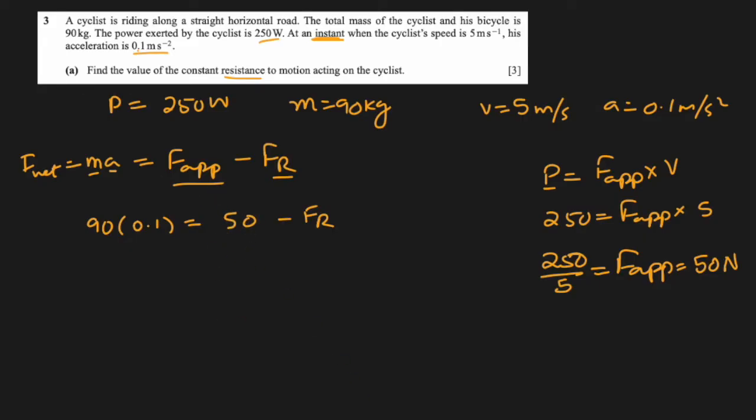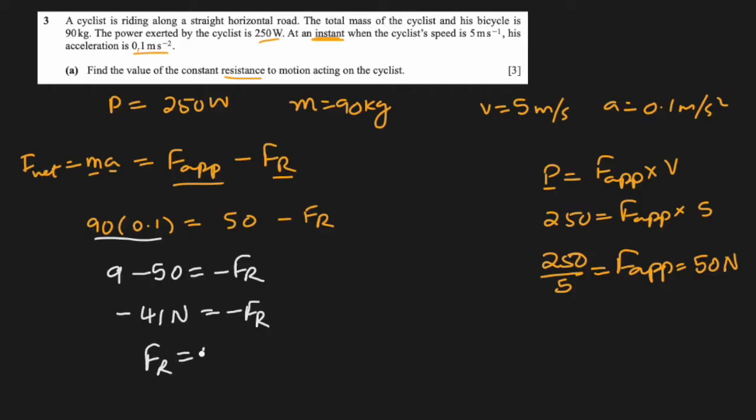That becomes applied force, and now we will multiply this first, so it is 9. This 50 will go to the left side, becomes minus 50 equal to Fr. So minus 41 newtons equal to minus Fr, and resistive force comes out to be 41 newtons. That's what they were asking. Find the value of constant resistance to the motion, 41 newtons.